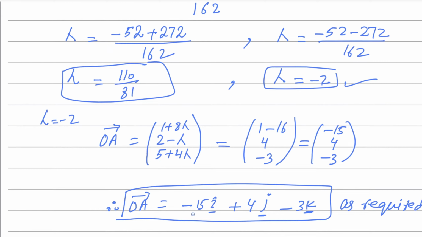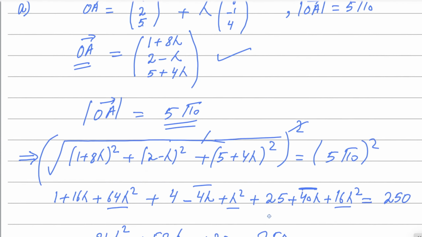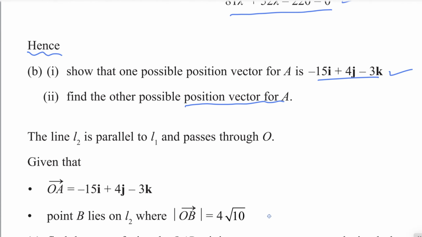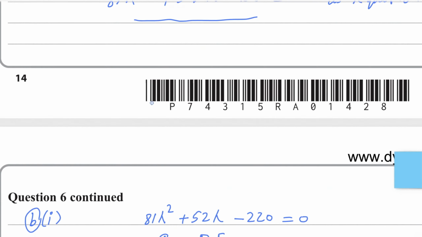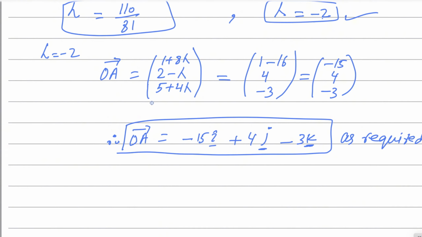Let me show you this one. We need to show that OA vector is minus 15i plus 4j minus 3k. Yes, it is exactly like that. Now in the second part, find the other possible position vector of A. Now the next thing, you use the other value of lambda for sure. Lambda equals 110 over 81, and we will get the other position vector. This is for the second part.